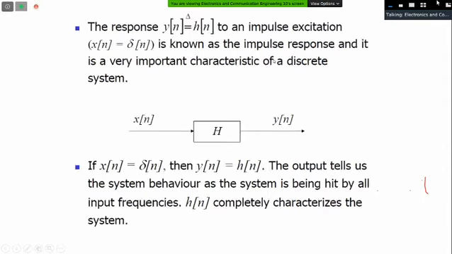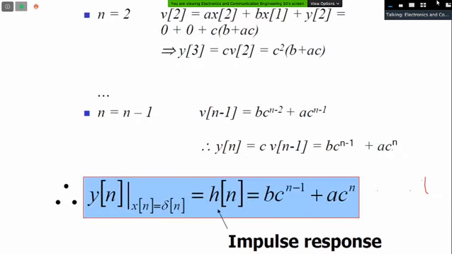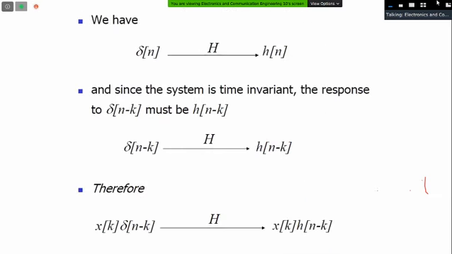I have already shown you here how to calculate the impulse response of the system. Now, because the system is time invariant, I can write this. This tells me if the input is delayed by k, the output will also be delayed. The system is also homogeneous. What do you mean by that? If the input, which is the delta function, is scaled by certain amplitudes, the output will also be scaled by the same amplitude. So I reach x[k] h[n minus k].